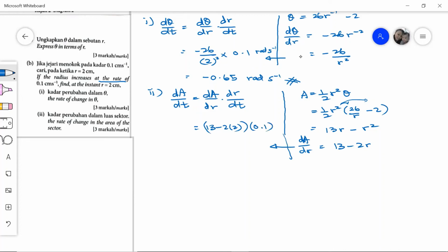The area, so the unit must be cm squared per second. So over here, 13 minus 4, which is 9, times 0.1. So we have 0.9 cm squared per second. Okay, so that's it for question number 6B, part 2.